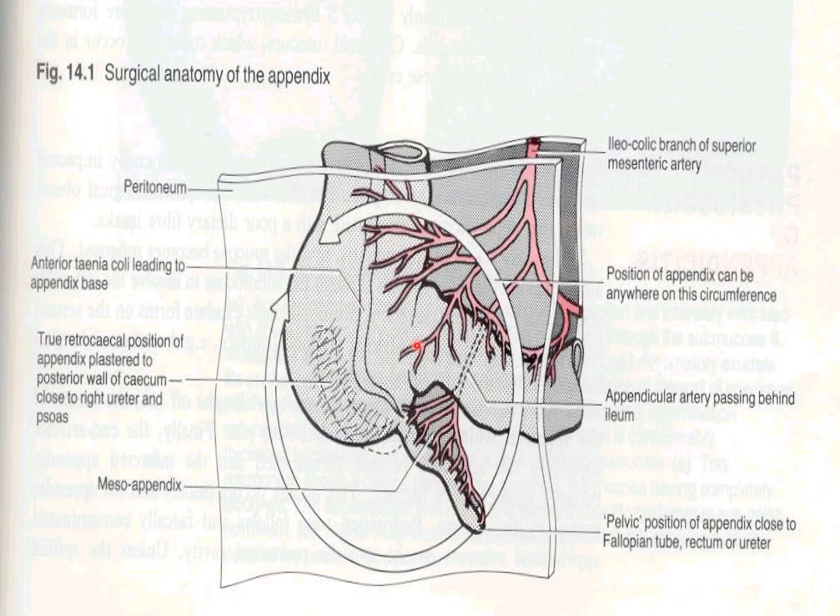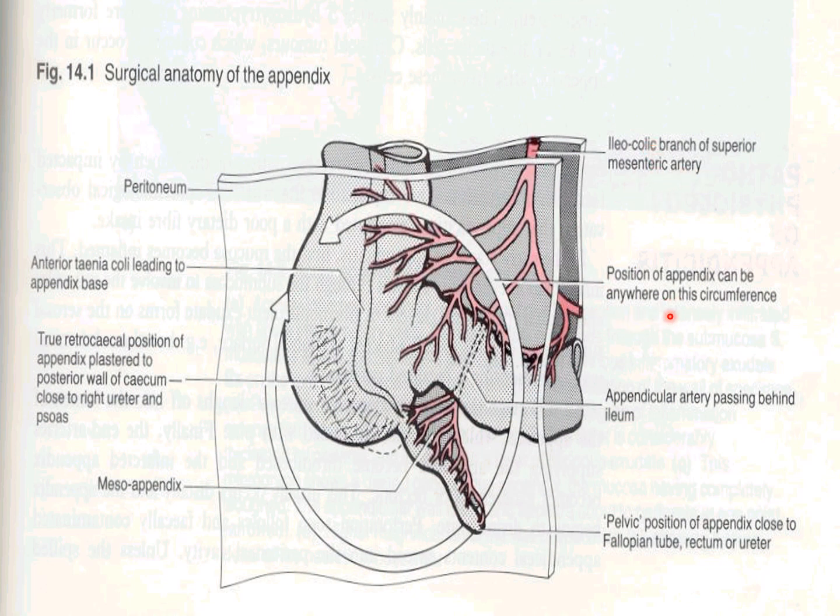So this clinical condition may lead to the removal of the appendix. The name given is appendicitis. Surgical anatomy of the appendix: you see this is the mesoappendix. This one is the blood supply of the appendix, the ileocolic branch of the superior mesenteric artery.